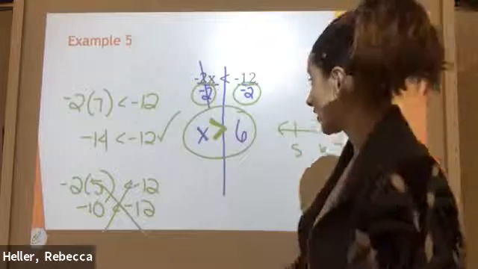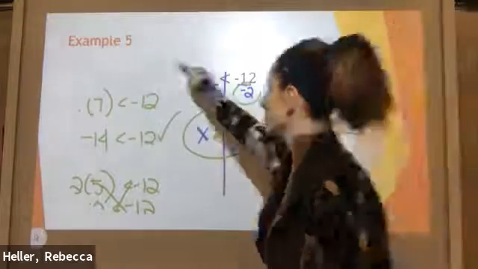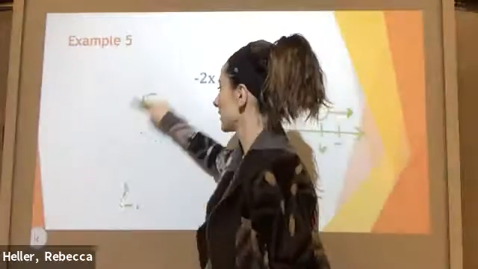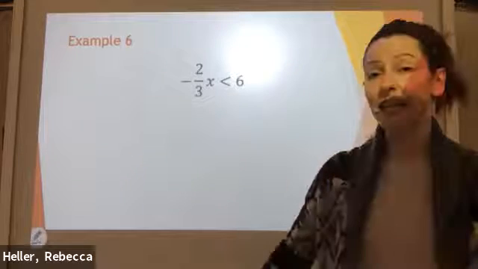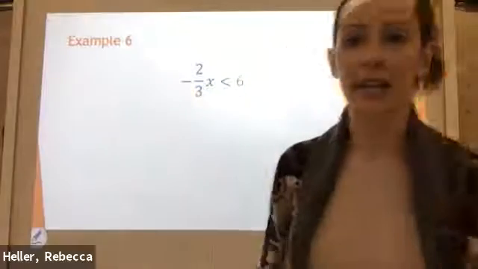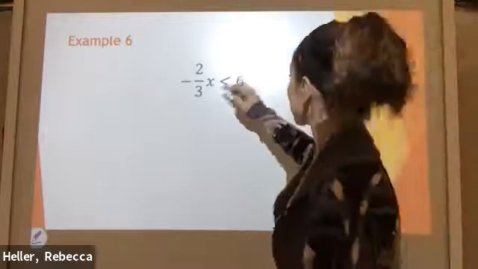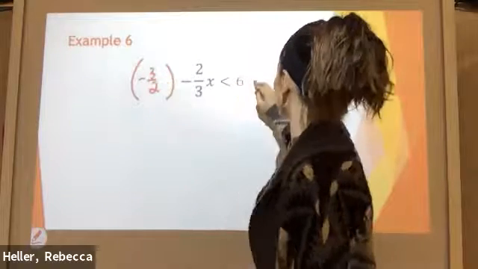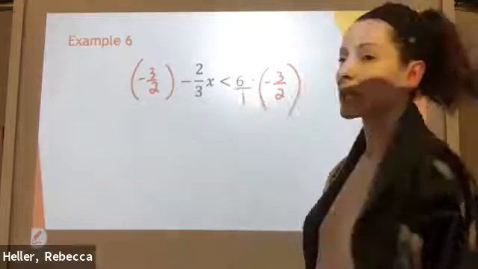So let's try another example, and then I will give you some practice ones to help you see if you can identify which ones will need to be flipped and which ones won't. Okay, so again, almost the same example we did with all positives. The only difference is that I made the 2/3 negative. So instead of multiplying by 3 over 2, we're going to multiply by negative 3 over 2 on both sides. So same thing we did with the positives, but we're making it negative.